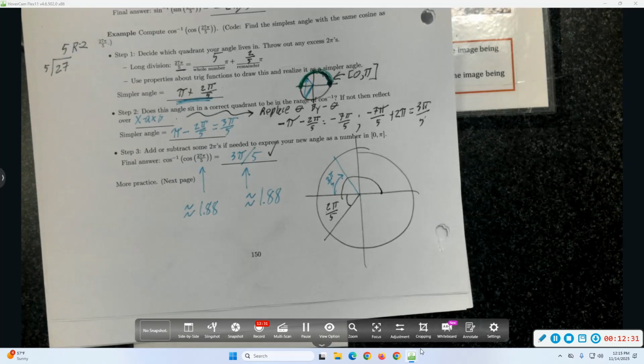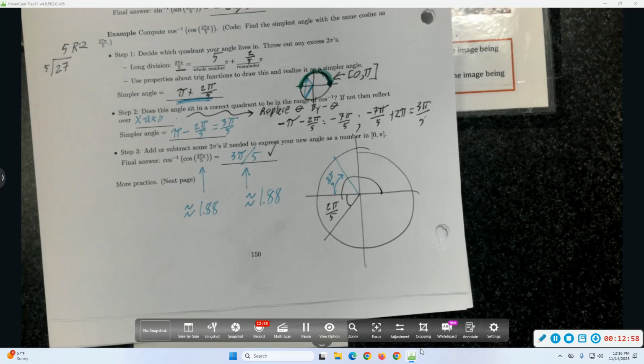The point is, if you want to compute inverse sine of a sine of something, or inverse cosine of a cosine of something, step 1, take advantage of symmetry properties to throw out some 2 pi's. After you do that, ask yourself if you're in the correct quadrant. If you're in the correct quadrant, great. Otherwise, you need to do a reflection and figure out what that reflection does to the angle.